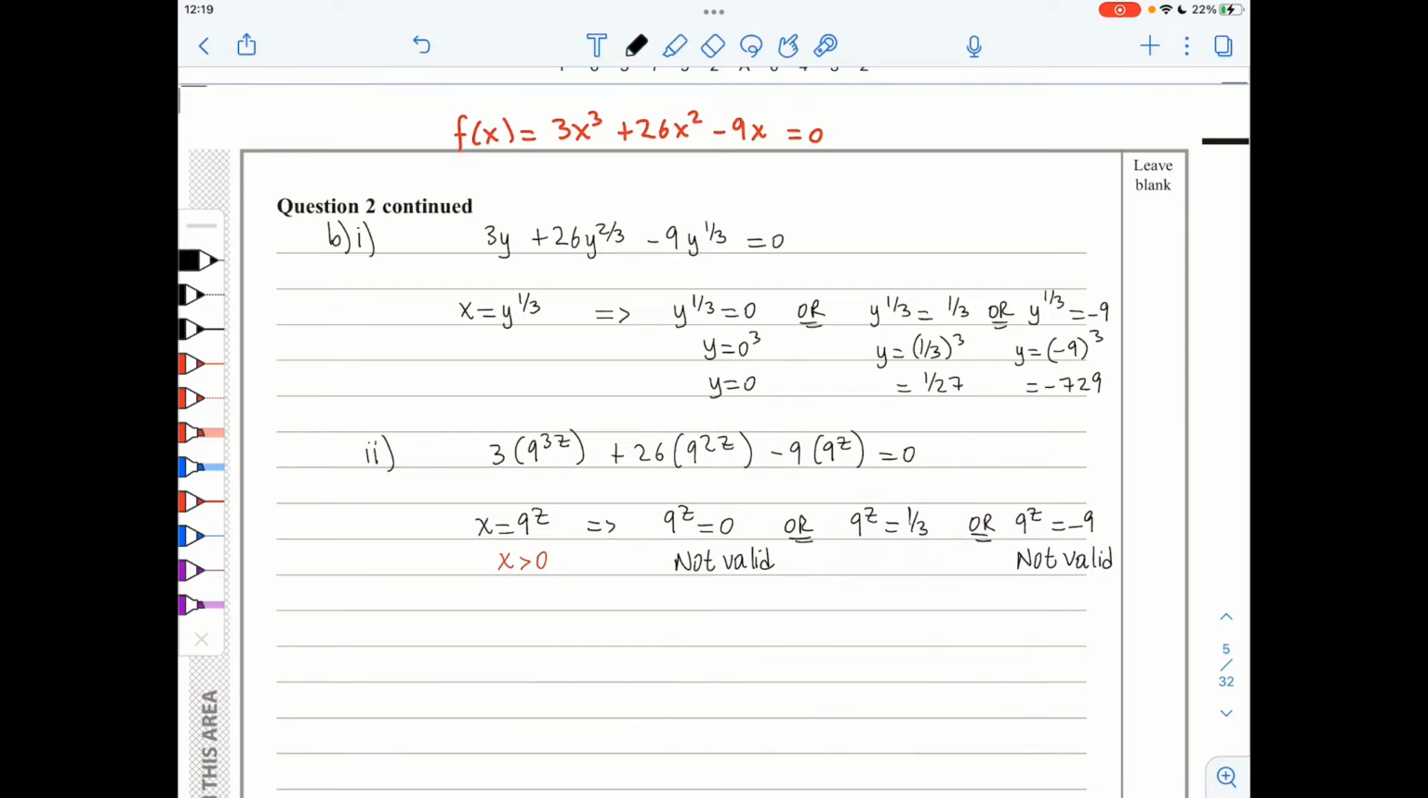I will write 9 as 3 squared raised to the power of z, and I will write a third as 3 to the minus 1, which means 3 to the 2z is 3 to the minus 1. And since the bases are the same, I can now equate the indices. I get 2z is negative 1, which means that z is minus a half.